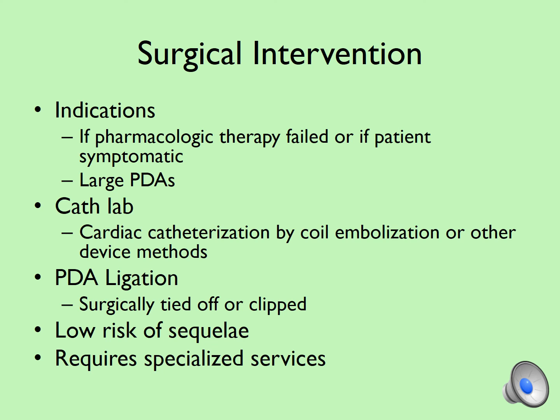Another option, if drugs are not being used or if the patient fails drug therapy, is surgical intervention. This is indicated if therapy has failed or if the patient is symptomatic. This is also indicated for large PDAs, which have a harder time closing with drugs. So in these patients, the patient can get cathed and get their PDA ligated in a cath procedure, it can be embolized in a cath procedure, or it can be ligated in surgery. And there's low risk of sequelae, but it requires a specialized service to get this done.